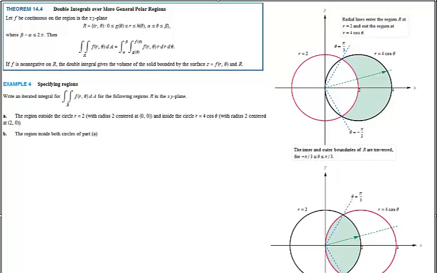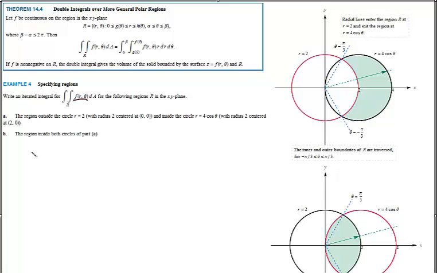Figuring out this problem is a big problem in and of itself. They're talking about a circle of radius 2, and then I have another circle sitting here, r equals 4 cosine theta. What I'm supposed to do is write an integral for some sort of volume, and I'm not given what that elevation function looks like. I'm just going to write it as such.